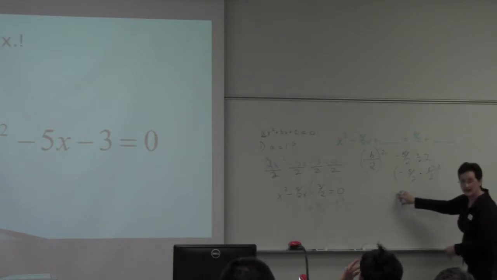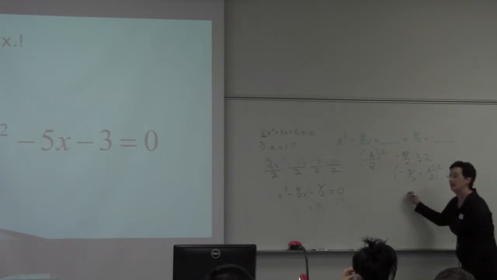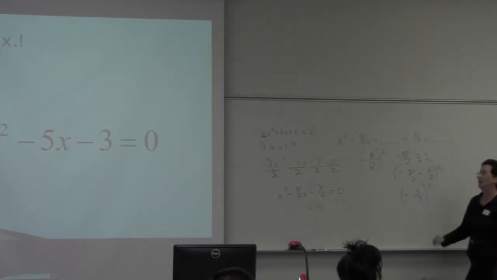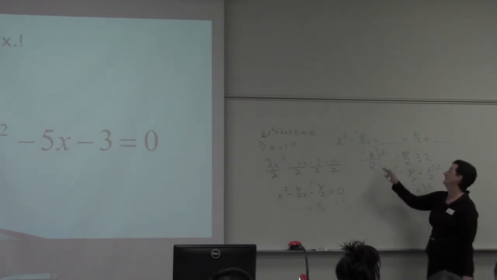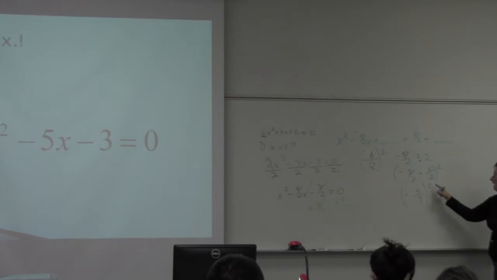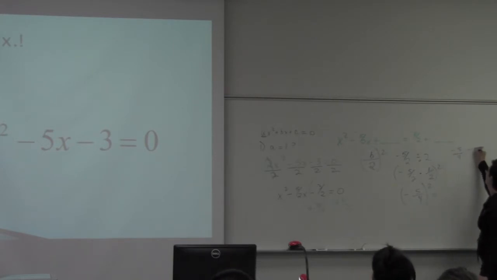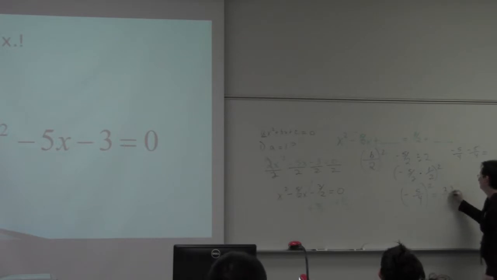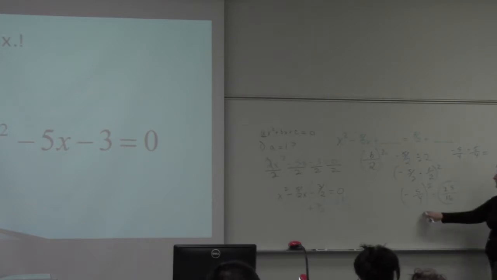So we have negative 5 halves times 1/2 is negative what? And wait a minute, we haven't squared it yet. So b divided by 2 squared. So negative 5/4 squared. How do you multiply fractions? Straight across. So negative 5 times negative 5 is positive 25. 4 times 4 is 16.